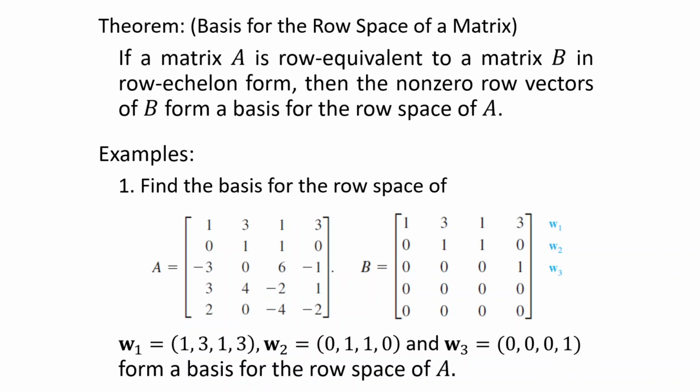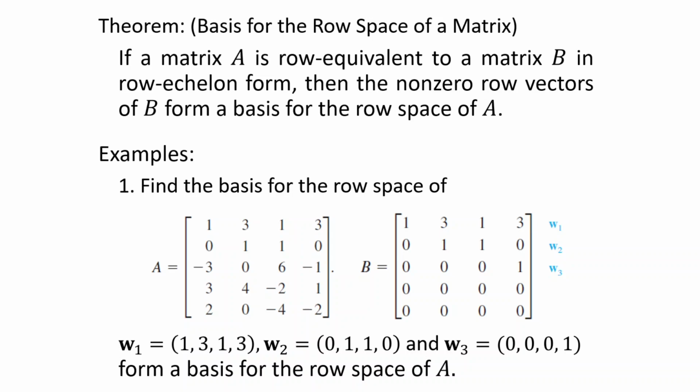Again, what we are looking for is that after you write the given matrix into row echelon form, you look at the non-zero rows of the row echelon form. Then those non-zero rows will form a basis for the row space of the given matrix A.